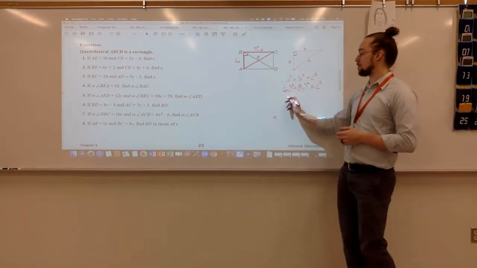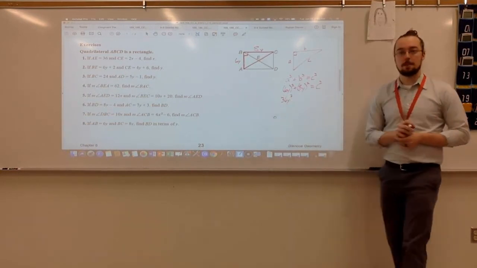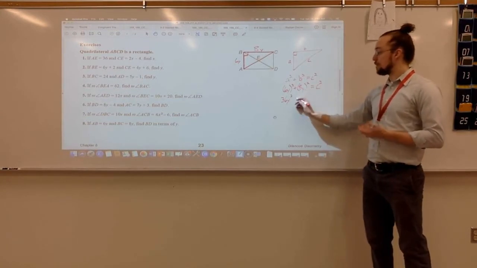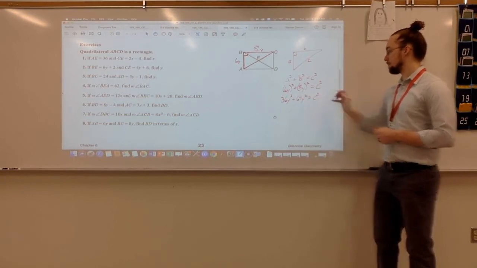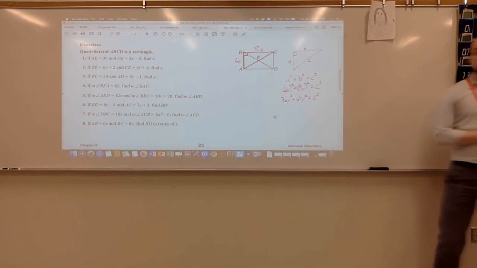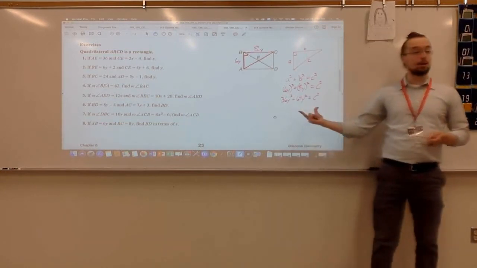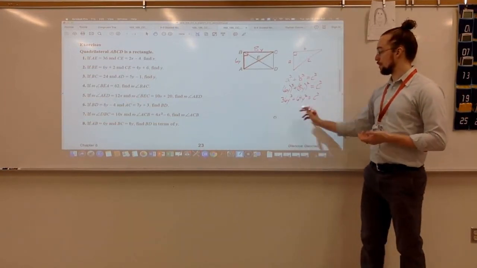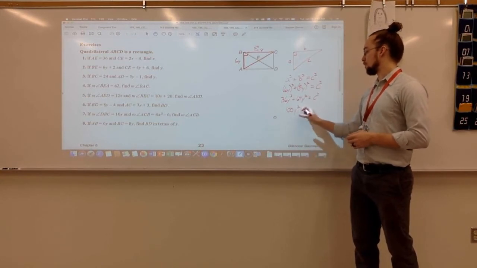So this would actually be 36y squared. Same thing for the 8y. We have to square both pieces here. So this would be 64y squared. So now these are like terms. I can add these together. 36y squared and 64y squared would be 100y squared.